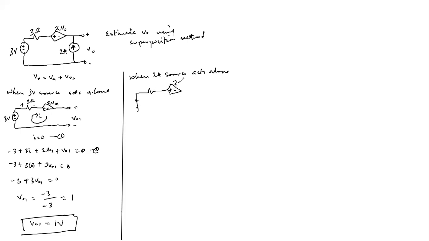Plus minus 2 V naught. This is 3 ohms. So it's 2 ampere. So this time the current source is acting alone. So we have V naught 2. So this will be 2 V naught 2. Good.